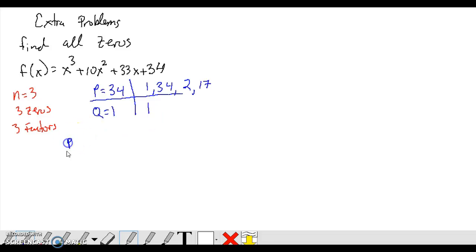So if I want to list all my p's and q's, you take all the positive and negative versions of those. I'm going to take all my p divided by every single q. So I'll have plus or minus 1, plus or minus 2, plus or minus 17, and then finally plus or minus 34.